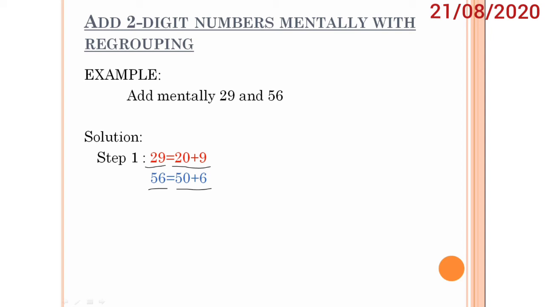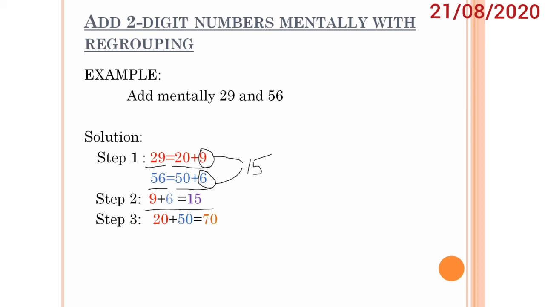Now the next step, step number 2. We have to add the ones of the two numbers mentally. See, the ones digit of the first number is 9 and the ones digit of the number 56 is 6. We have to add these two numbers and we will get 15, as you can see in step number 2.